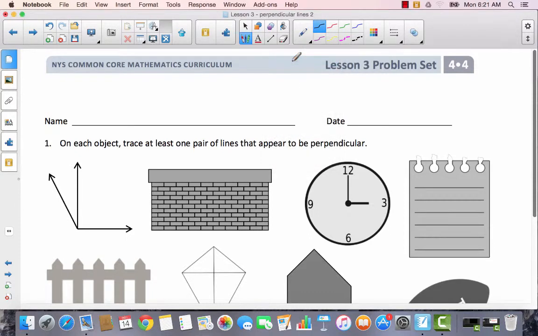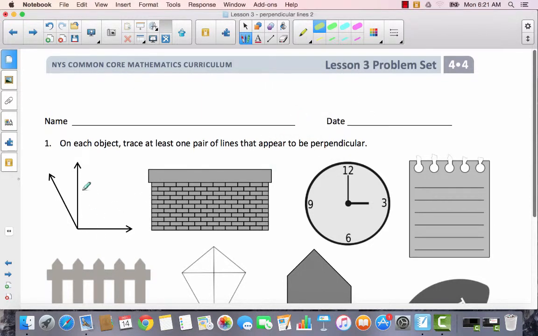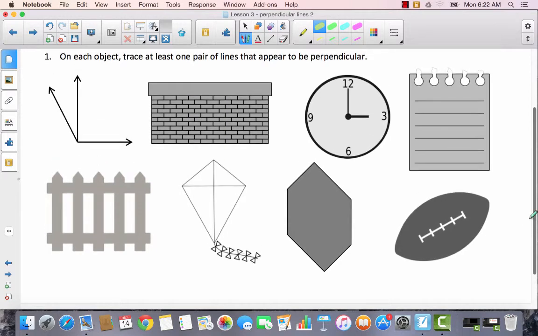So once you have your name on there, it says on each object, trace at least one pair of lines that appear to be perpendicular. If you're not sure if they're perpendicular, you can always use your right angle template to see. Now, I want you to look at this object, and I want you to see if you see some right angles. I just want you to go through and take a look at all of these objects and find at least one pair of perpendicular lines on these objects. And then I want you to come back and I'll go through it with you, okay?